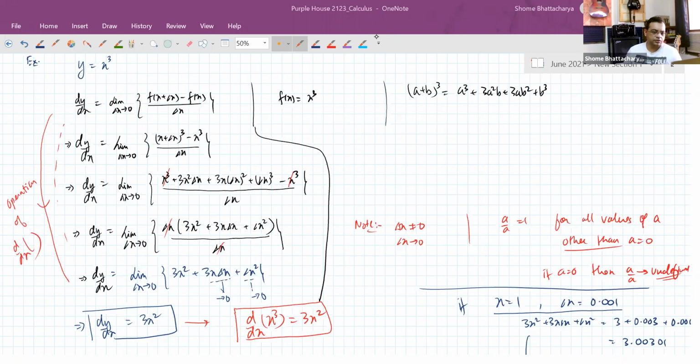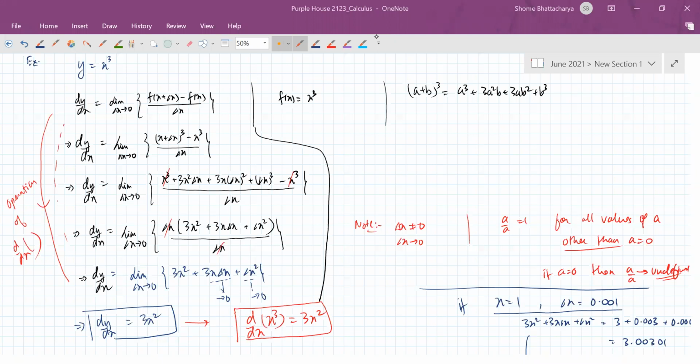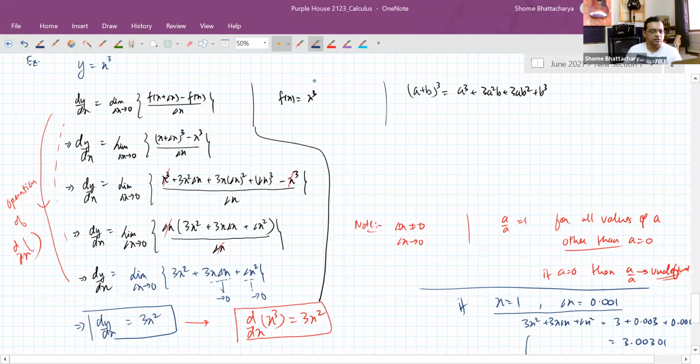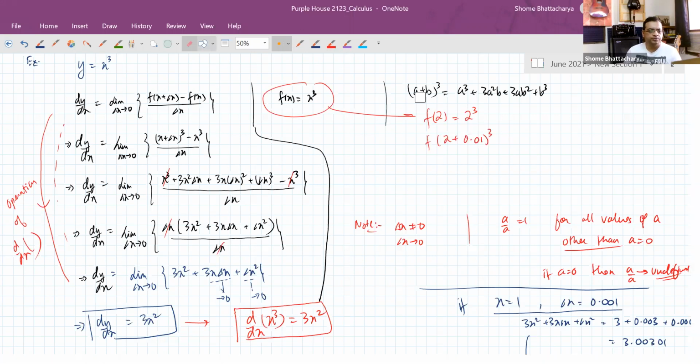Sir, I have a doubt in the second step. Yeah, beta. Sir, how did you get x plus delta x the whole cube? So see, what is my function? My function is x cube. So for example, what will be the value of the function at x equal to 2? It will be 2 cube. What will be the value of the function at 2 plus 0.01? It will be 2 plus 0.01 cube only, no beta?